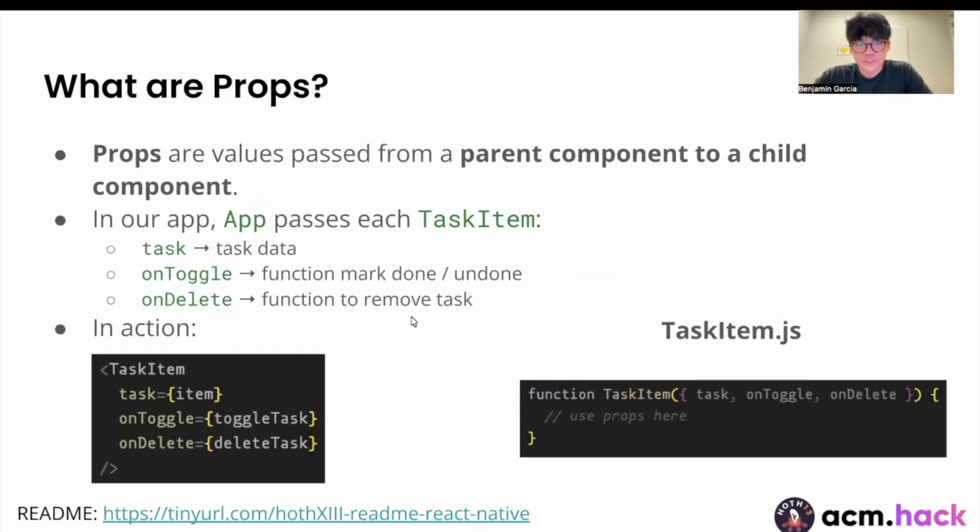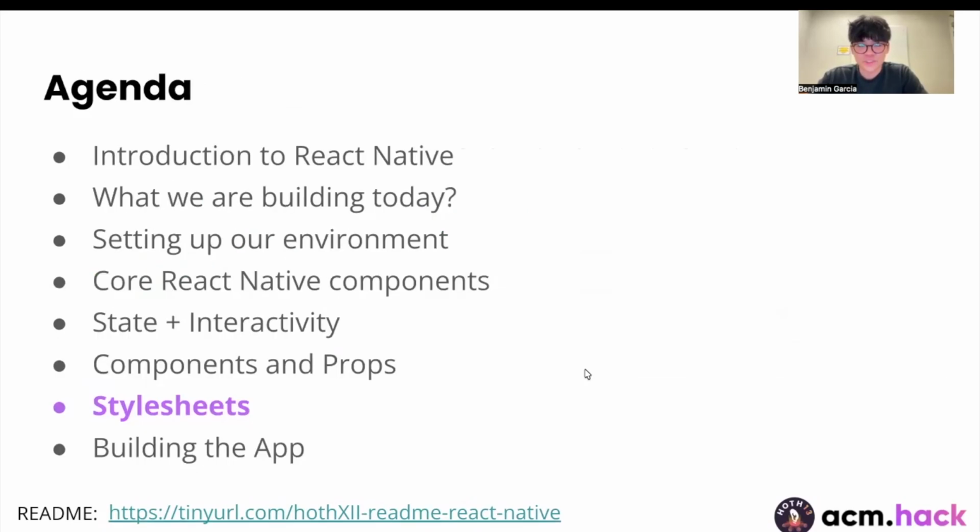What are props, right? So now that we've covered components, what are props? Props are values passed from a parent component to a child component. In our app, the App file passes each TaskItem a task, which is the task data, onToggle, which is a function that marks a task as done or undone, and onDelete, which is a function to remove a task. So again, as shown previously, onToggle is toggleTask, and onDelete is deleteTask. So these are all functionalities of it. And in our TaskItem, we pass in these props task, onToggle, onDelete, and then we use the props inside of the function. So it's kind of like taking values.